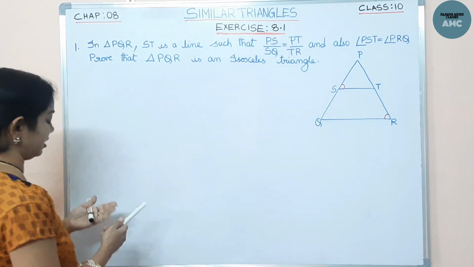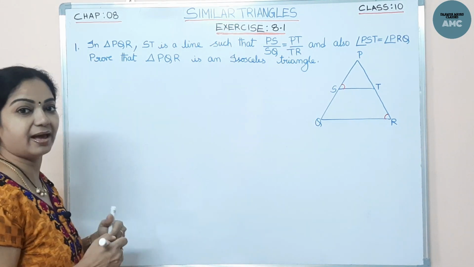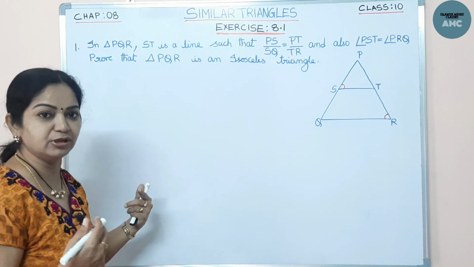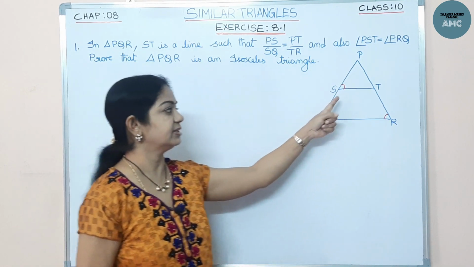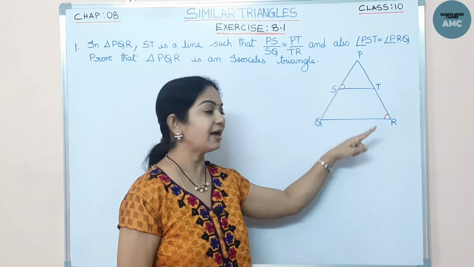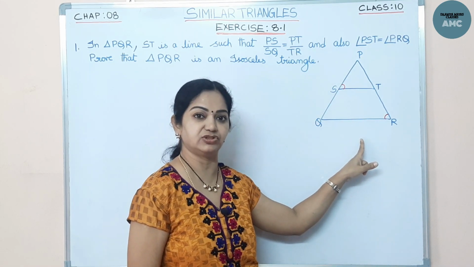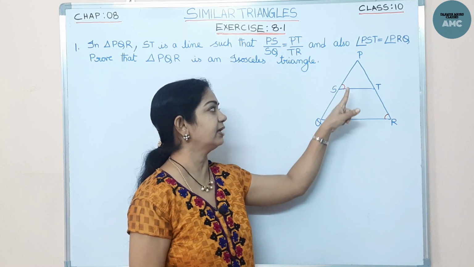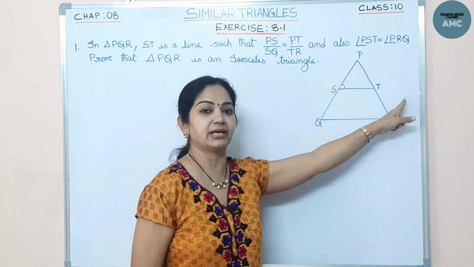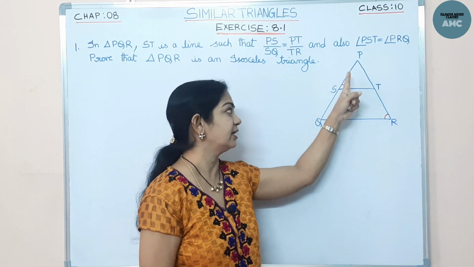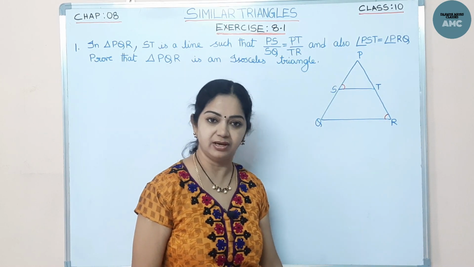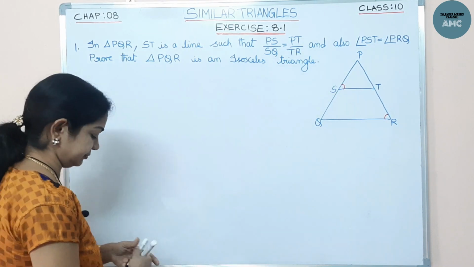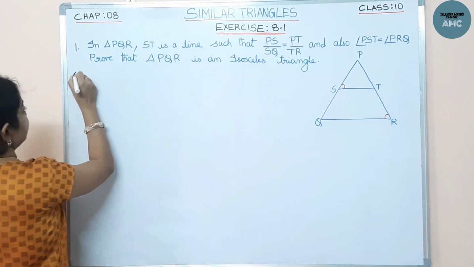Now from the given information and by applying the basic proportionality theorem. Now what is the basic proportionality theorem? If a line is drawn parallel to one side of a triangle, it will divide the other two sides in distinct points such that they are divided into the same ratio. That is our basic proportionality theorem, right? Here, let's start the solution.